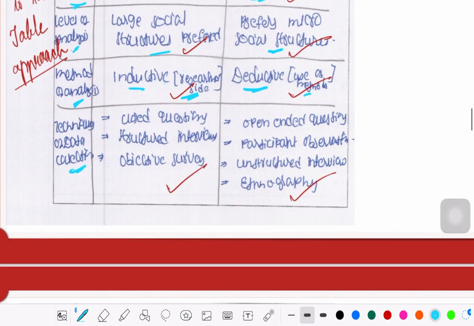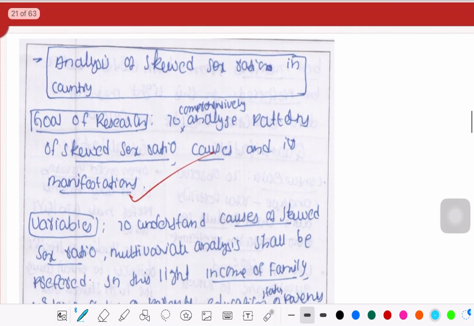Next, techniques of data collection. For quantitative: closed questions, structured interviews, objective surveys, as we all know. For qualitative: open-ended questions, participant observation, unstructured interviews, and detailed ethnographic studies.